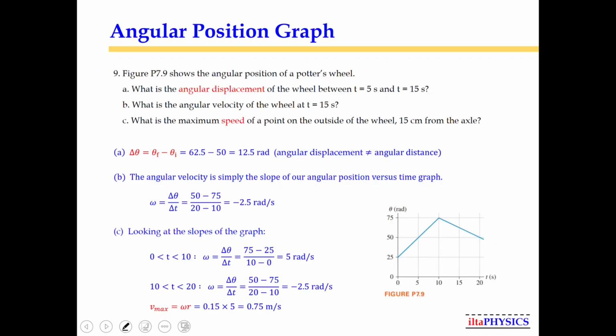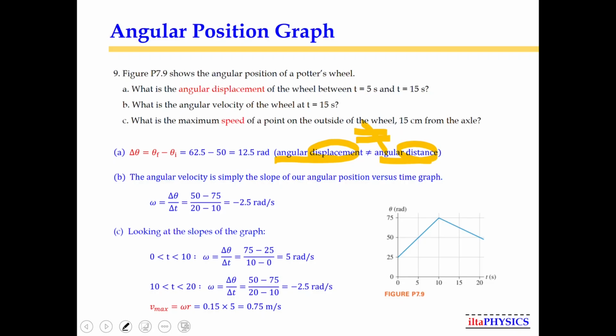The first part of the question asks for the change in angular position, the displacement, between 5 seconds and 15 seconds. Angular displacement is calculated by subtracting the initial position from the final position. Looking at the graph, the position at 15 seconds is 62.5, and the position at 5 seconds is 50. So, 62.5 minus 50 equals 12.5 radians. Please make sure you understand that angular displacement is different from the actual distance traveled.